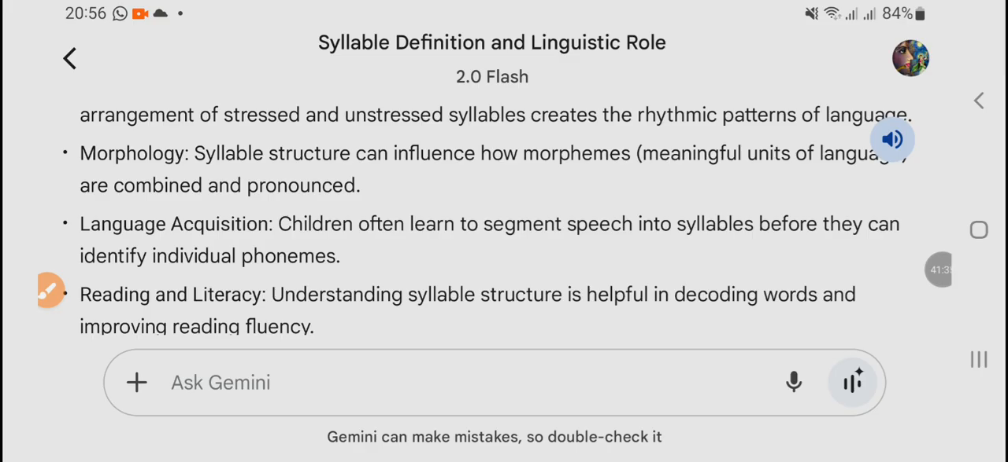Twinkle twinkle little star, how I wonder what you are. That is a rhythmic pattern. If you practice this, then you will be able to understand. That is prosody, a very important part.